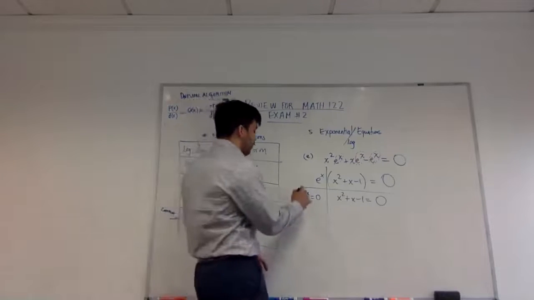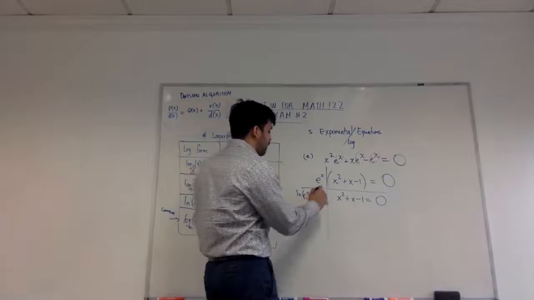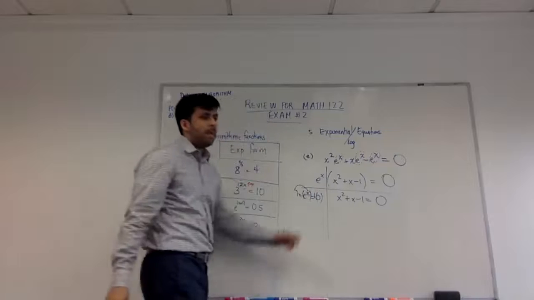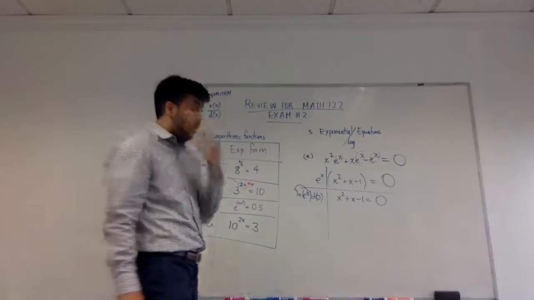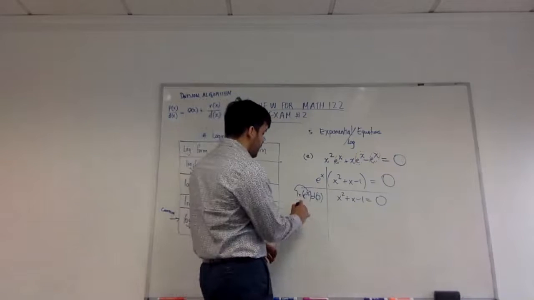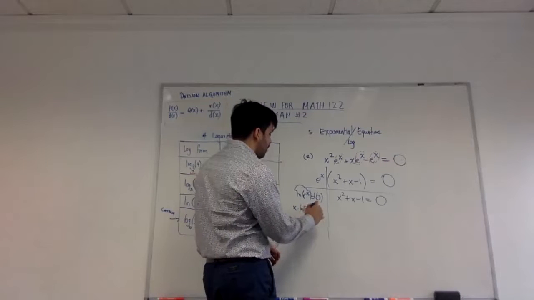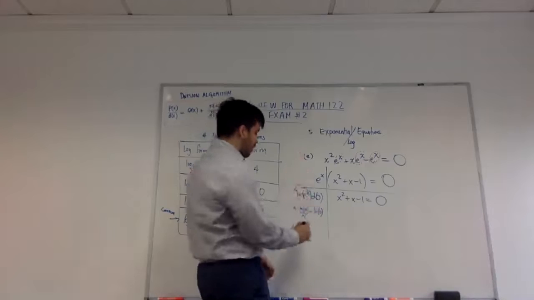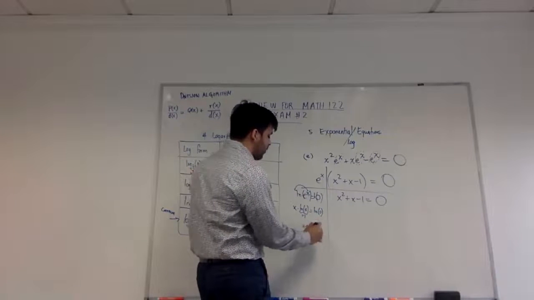But let's say you didn't know that. Maybe you took ln on both sides, right? If you take ln on both sides, this exponent x can be placed out in front because of the power rule that we have. So this becomes x times ln of e equals ln of 0. Well, ln of e is 1. So this answer is really x equals ln of 0.